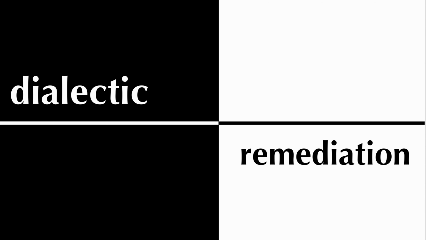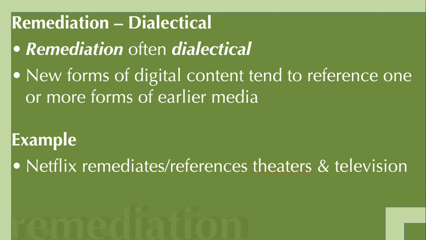Also, the idea of dialectic, or remediation is often dialectical. New forms of digital content tend to reference one or more forms of earlier media. For example, Netflix remediates and references theaters and television. So basically, the content of a theater film, or the content of a television show, you can get that on Netflix. It's remediated and referenced. So basically, it's a theater or television streaming platform.